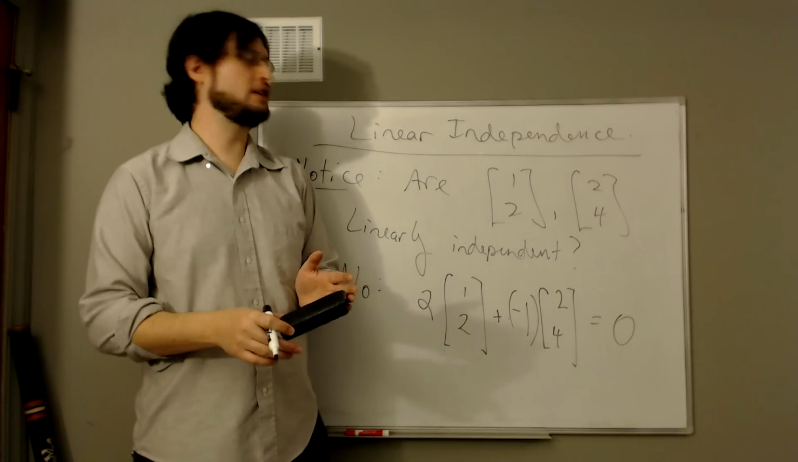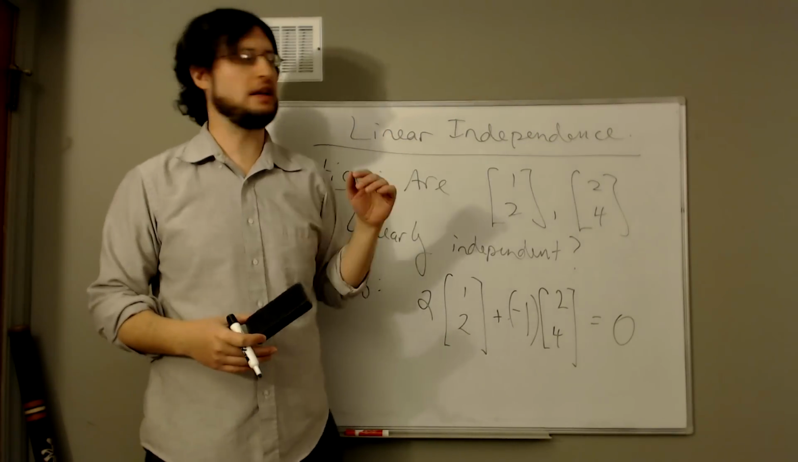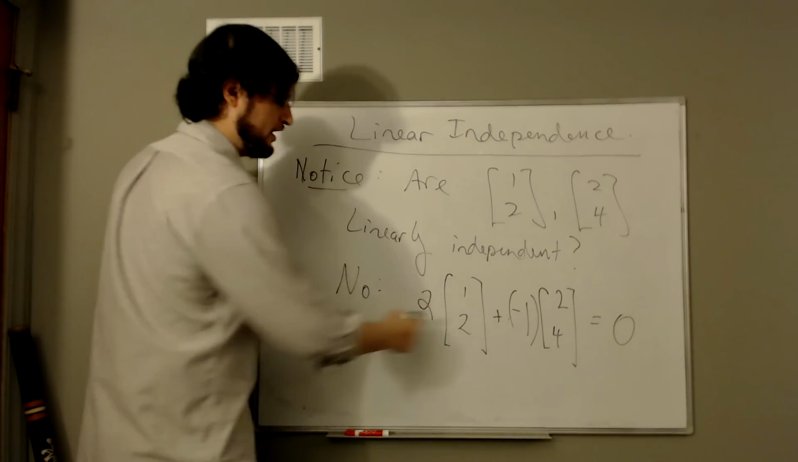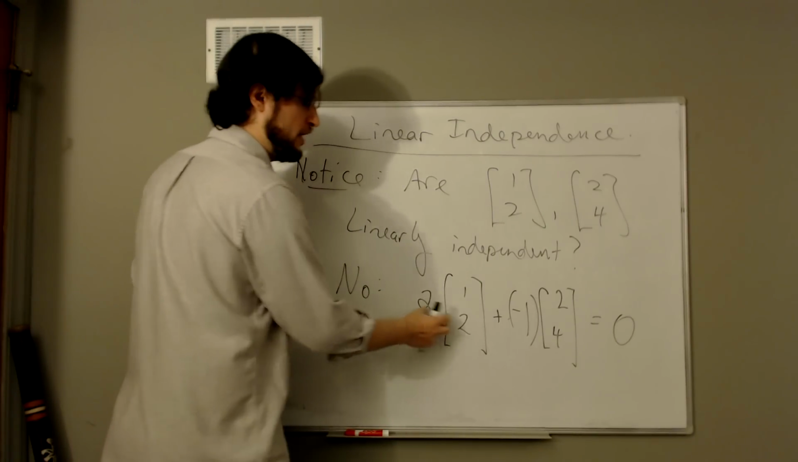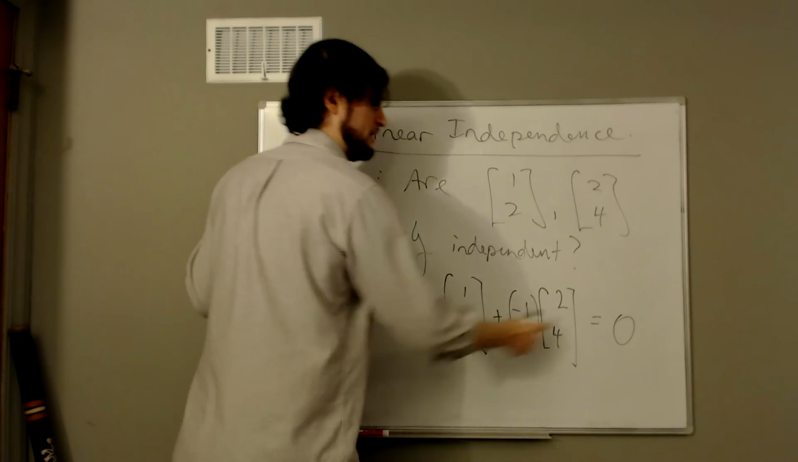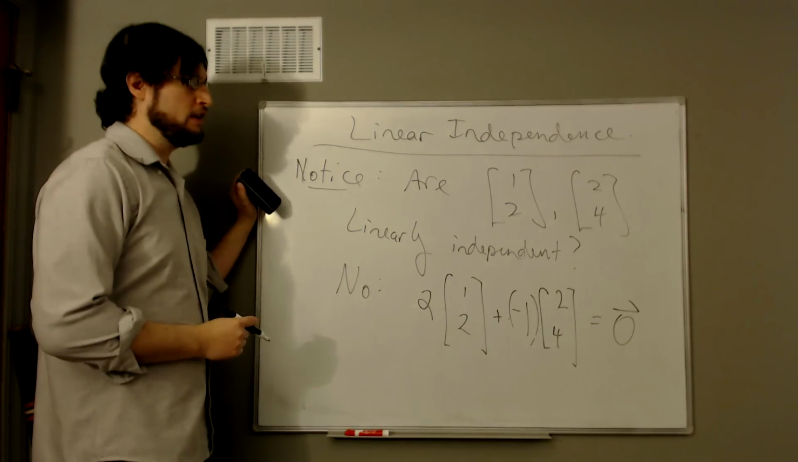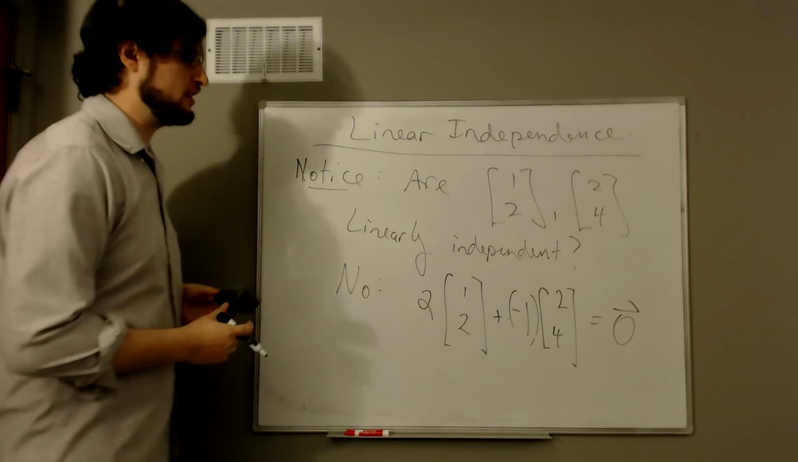So they are not linearly independent. They are on the same line. And so what that means is, because I can scale them and add them up and get 0 back, 0 as a vector, then the answer is no. They are not linearly independent.